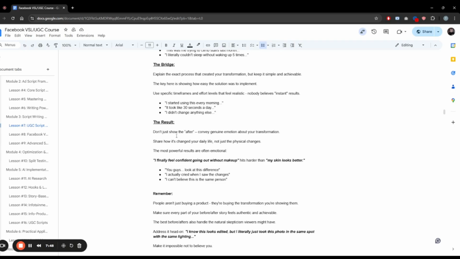And then you get to the result, where you don't just show the after, you convey genuine emotion about your transformation. You share how it's changed your daily life, not just the physical changes. And the most powerful results are often emotional. So for example, if you say, I finally feel confident going out with that makeup, this is way more persuasive and it hits harder than just saying my skin looks better. And another 3 examples are, you guys look at this difference. We show before and after. I actually cried when I saw the changes. I can't believe this is the same person.